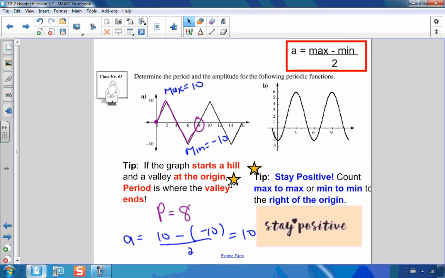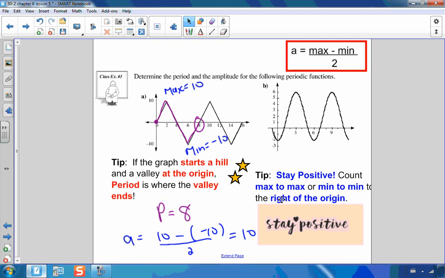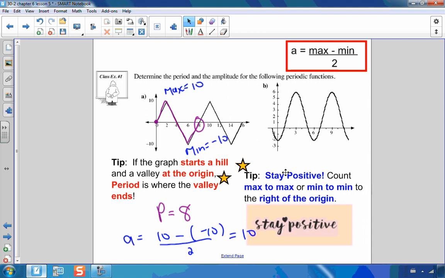So for this one here, my tip for you in math as well as in life is to stay positive. The reason I say stay positive is because I am not starting right at a max or a min. So I'm going to count max to max or min to min to the right of the origin. I'm not going to focus on the negative part because it'll be easier for me to count. So again, let's look at the period. I'm going to look at a maximum point to another maximum point. Remember, that is a horizontal distance, so it has to do with your x values. So the distance between 3 and 9 is 6, which makes my period 6.